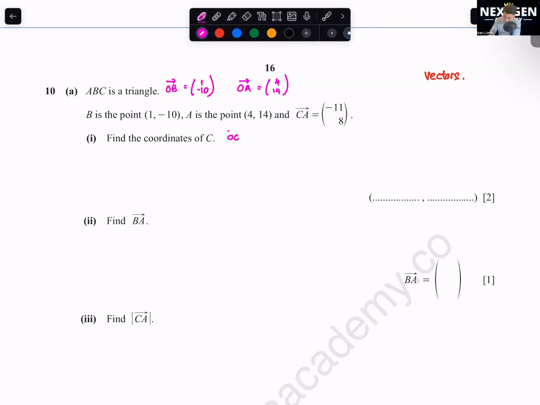You have to figure out how I can construct the coordinates of C. That means, what is OC? Where can you find C from what is given to you? CA, right? We figure out from here first. How can I use what is given to me and what I want to find to construct CA? Remember, we learned one thing on the position vector: you can write it as OA minus OC.